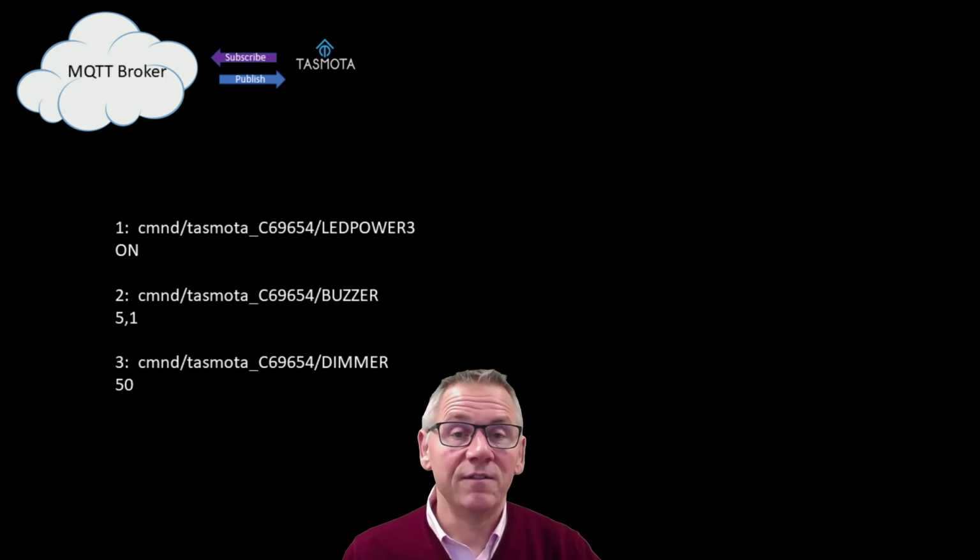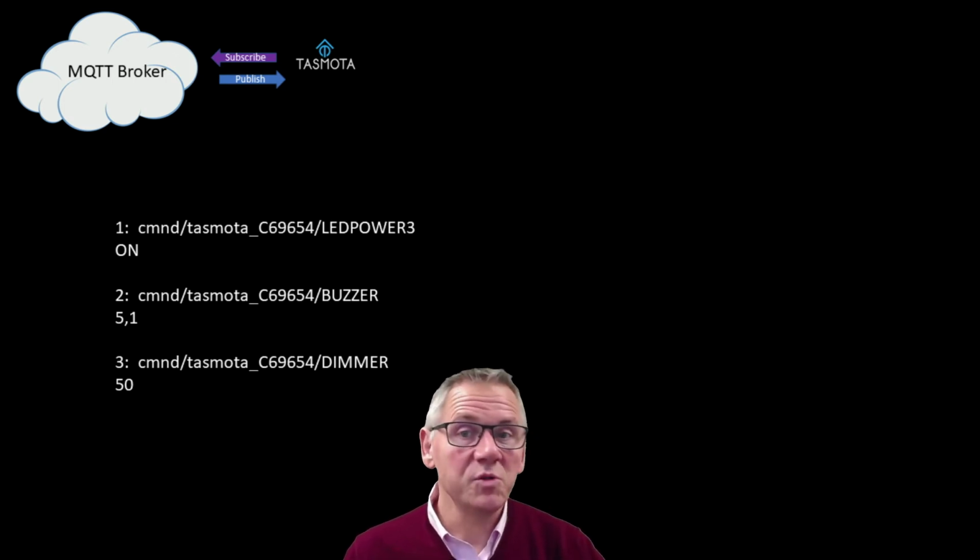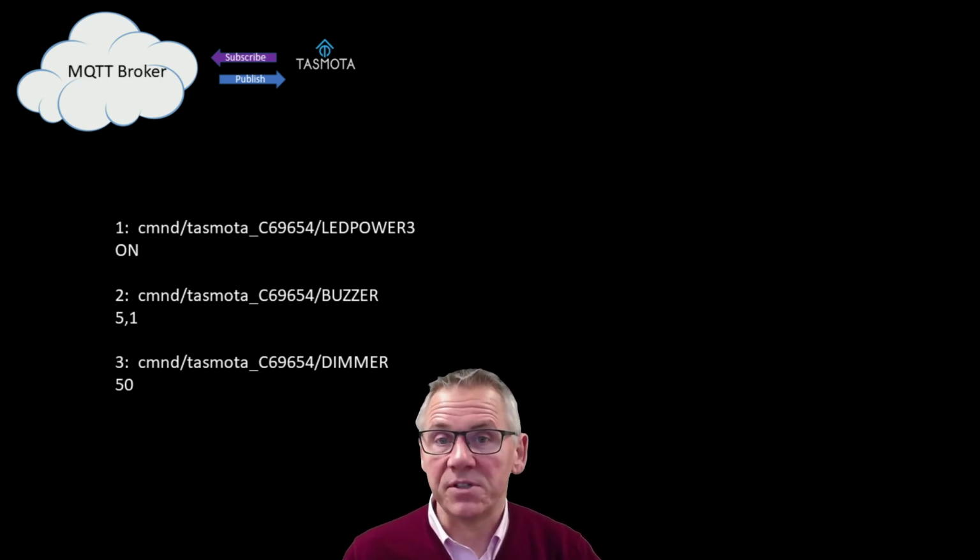5-1. Finally, we can change the intensity of the fourth LED, which has a pulse width modulation or PWM configuration, by publishing a topic command/device name/dimmer with a payload of 50 or 50%.